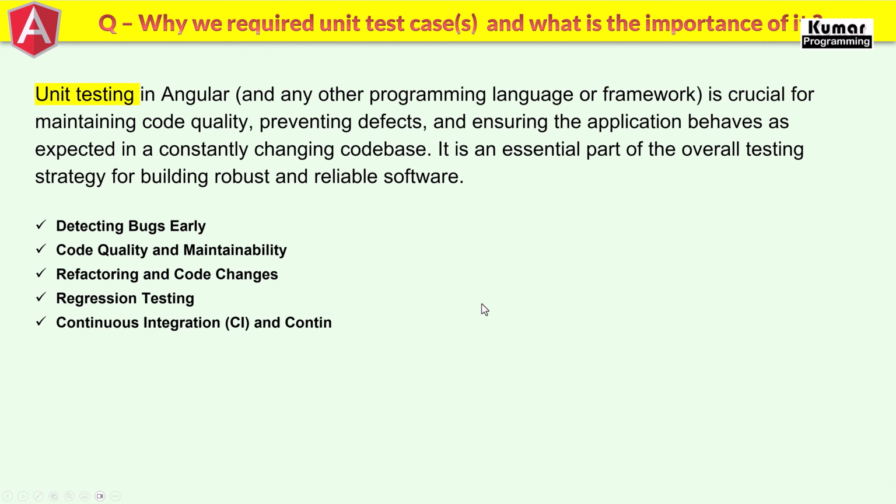Next is continuous integration and continuous deployment. Automated unit tests are a fundamental part of the continuous integration and deployment pipeline. Whatever pipeline we are using, either a Jenkins pipeline, Bitbucket pipeline or GitLab pipeline, we are injecting our test cases into the pipeline and testing before doing any deployment to our production environment. That ensures we are deploying a defect-free application to production.